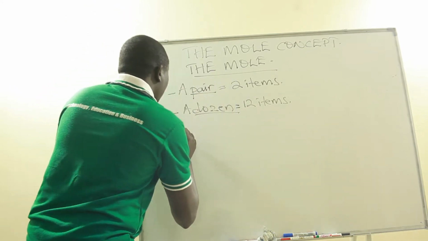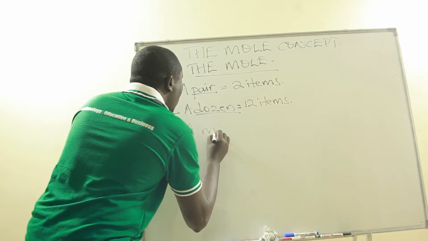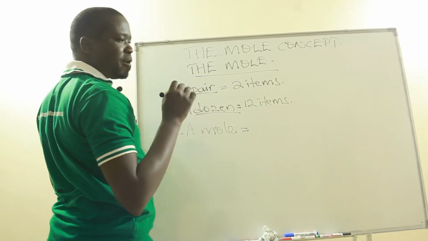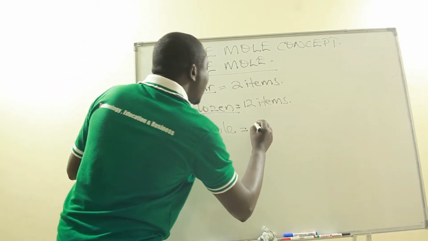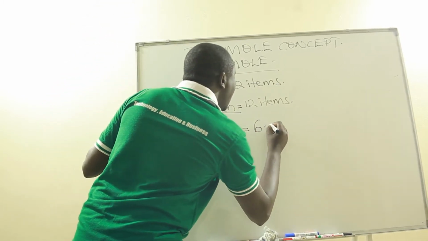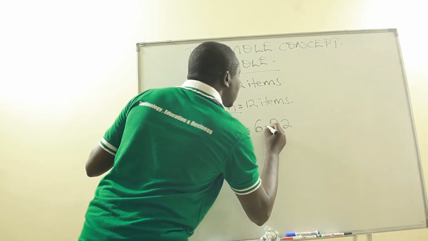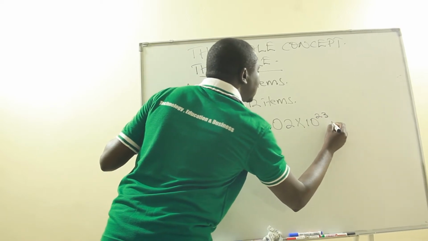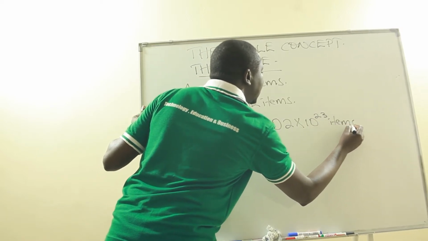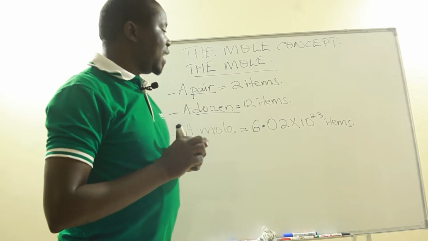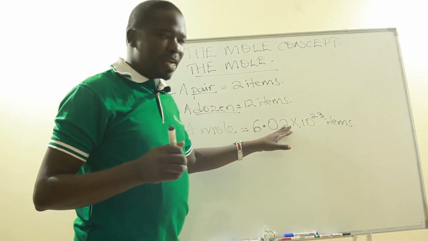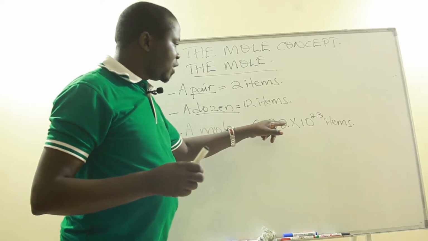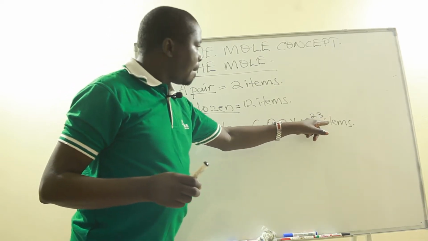Then let us bring in what we call a mole. A mole is also a unit of quantity. So in 1 mole, we have as many as 6.02 times 10 raised to power 23 items. This is a very big number, which we cannot just mention at once, but we have to remember this value here, 6.02 times 10 raised to power 23 items.